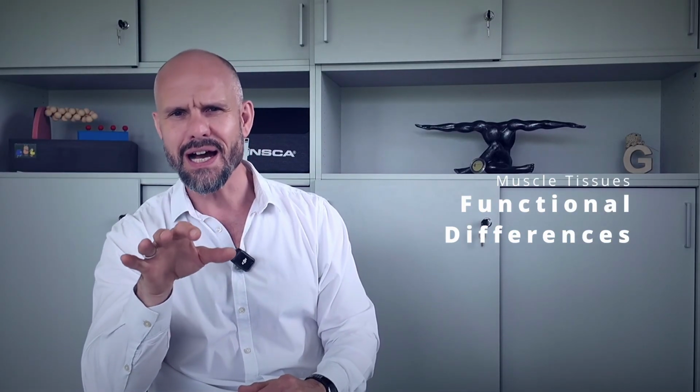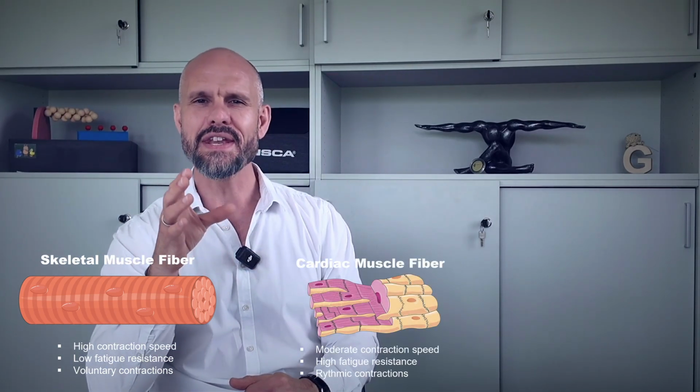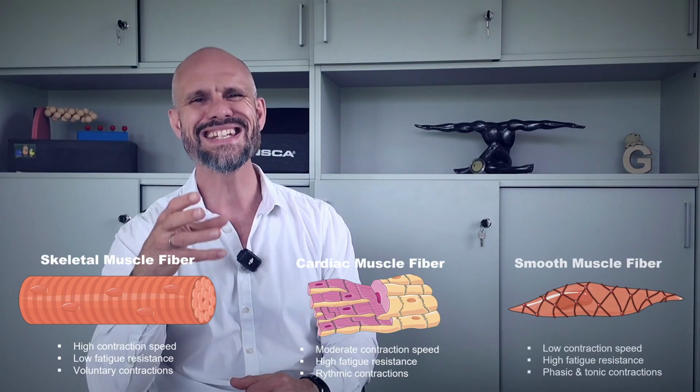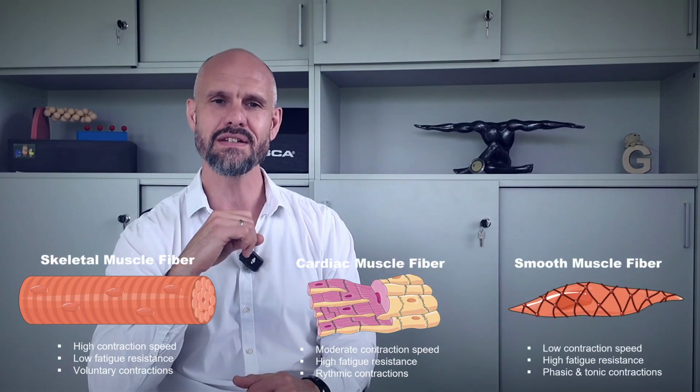What about the functional differences? These muscle types aren't just located in different places. They behave differently too. So skeletal muscles, they contract fast, but they are easily tired. So they get fatigued more easily. Cardiac muscle is rhythmic and never stops. Smooth muscle is slow and fatigue resistant.